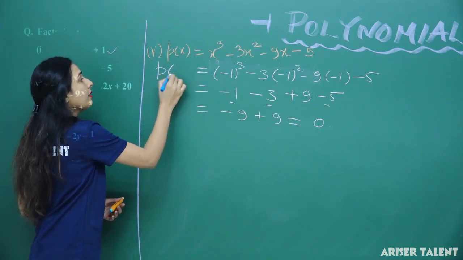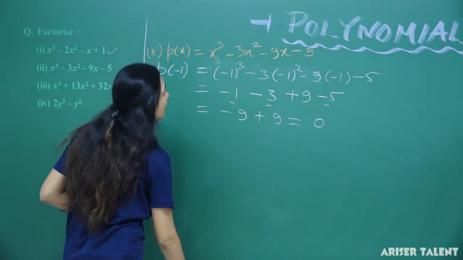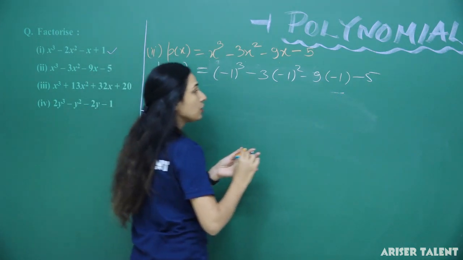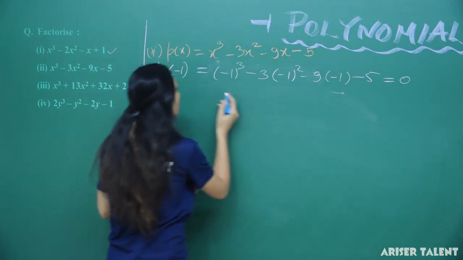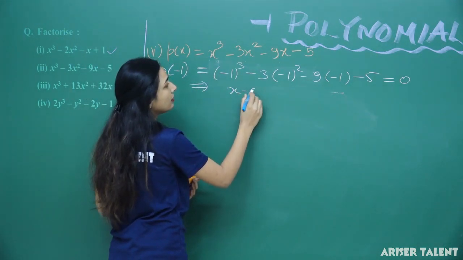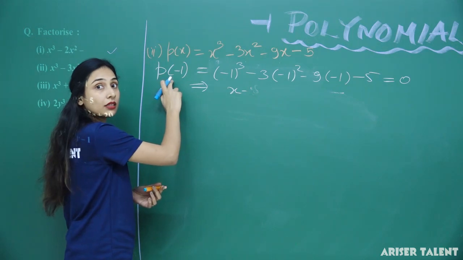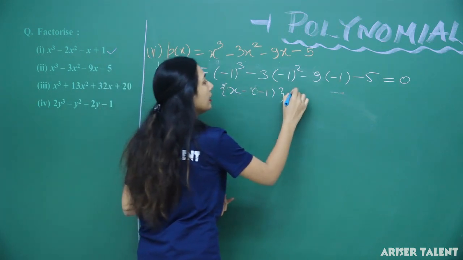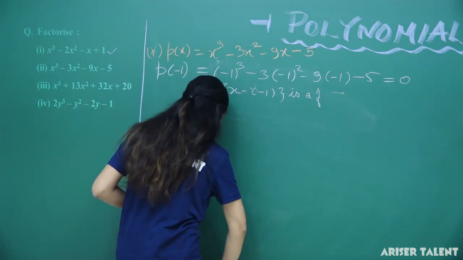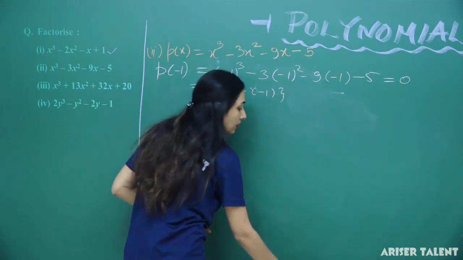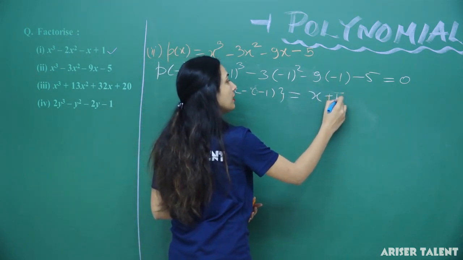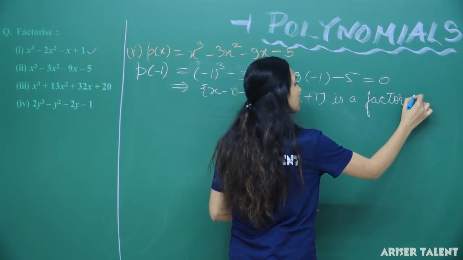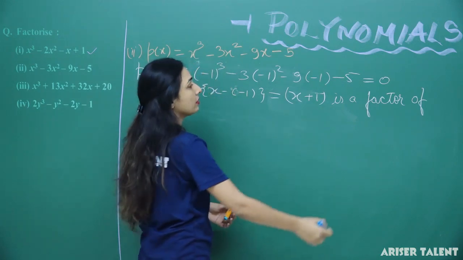So basically P of minus 1, I am rubbing out the whole calculation here. Basically P of minus 1 is equal to what? 0. So this implies that x minus (minus 1) is a factor, or I can write this as x plus 1 is a factor of what? Px.